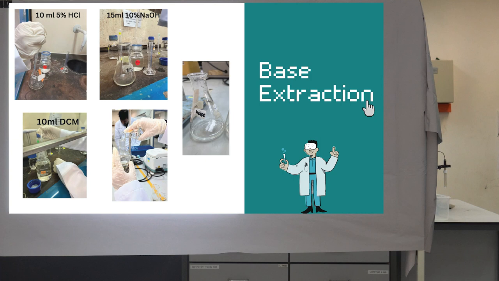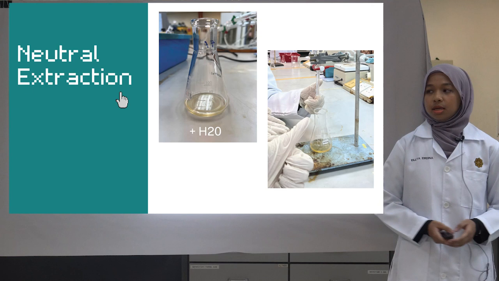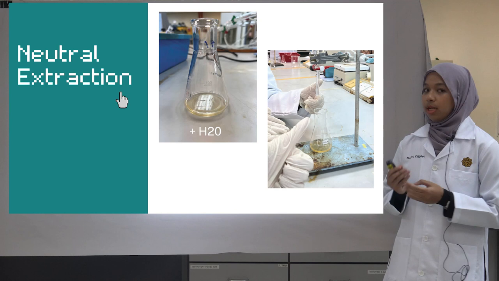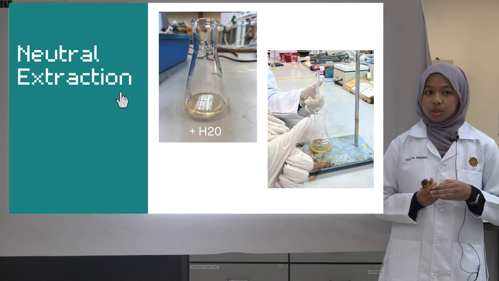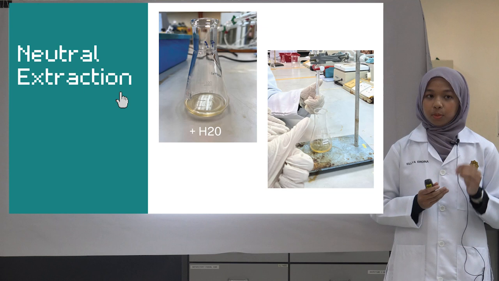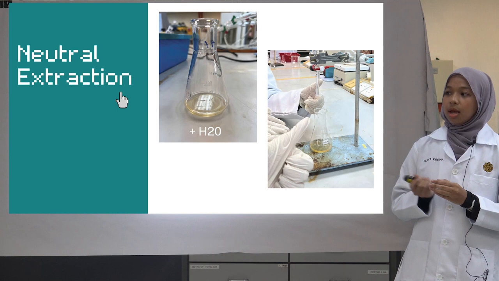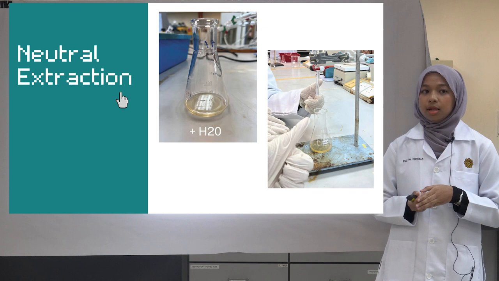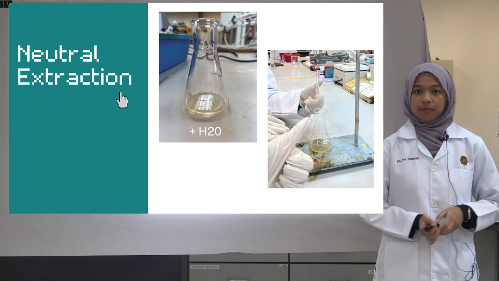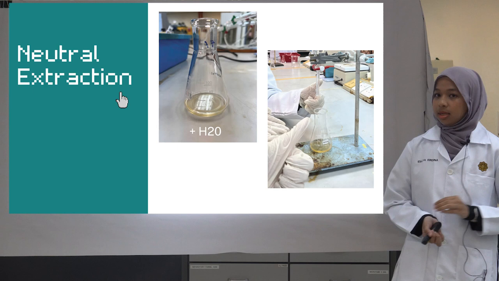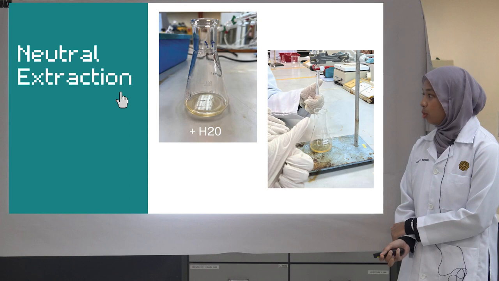Okay, for the neutral extraction, we will take the solution from base extraction, the bottom layer, and add 10 milliliters of water and transfer it to the separation funnel. And then we will shake the separation funnel vigorously multiple times and make sure that it is away from us. Then we put it back on the retort stand, release the pressure, and wait for a while until we see the two layers inside the separation funnel. And then we will separate the solution. The top solution will be the neutral solution, and the bottom one will be the water.